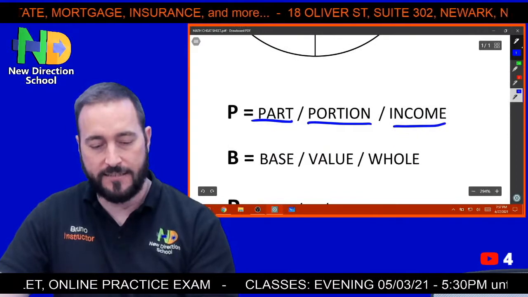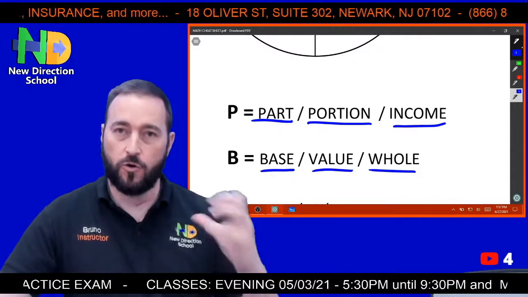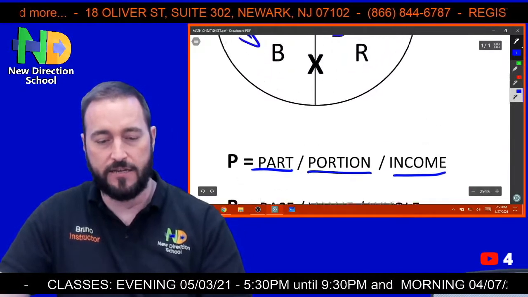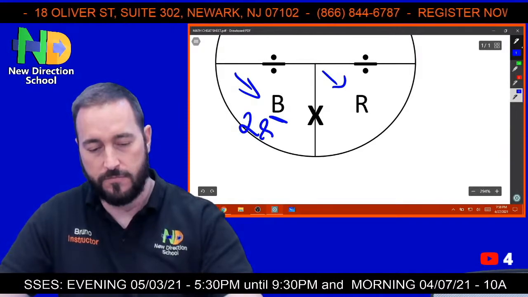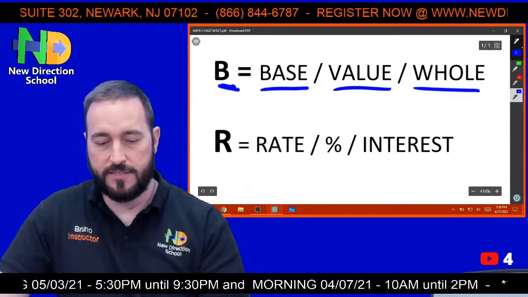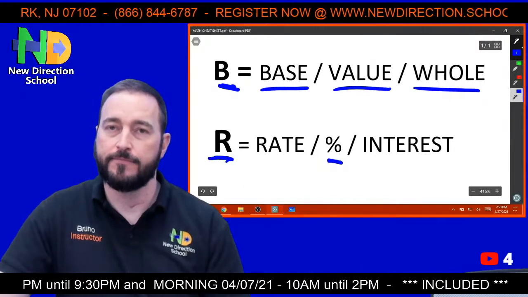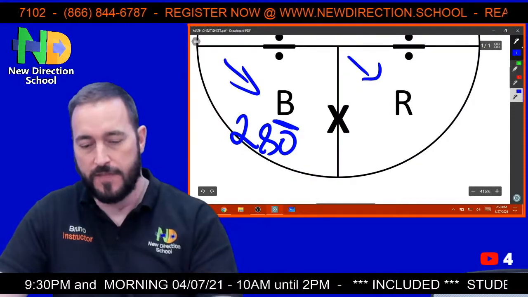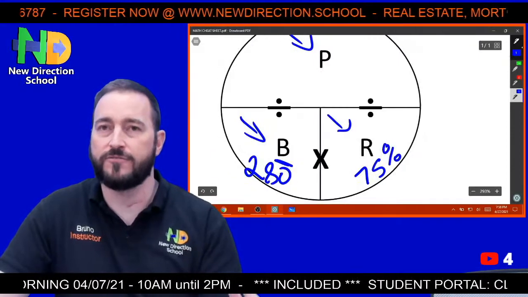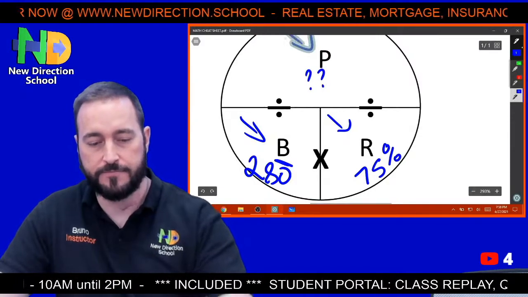If the question has the base, the value, or the whole in the question, like right now we have 280, 280 is the whole value, and we're trying to figure out what's 75% of it. Well, the base, or the B, goes right here. So this is 280. The next number we have is the percentage. So rate, percentage, or interest always go in R, which is at the bottom right. So we have 75%. Guys, we're trying to figure out what's 75% of the 280. Isn't that the part of it? Right? So what we're trying to figure out is this number right here.